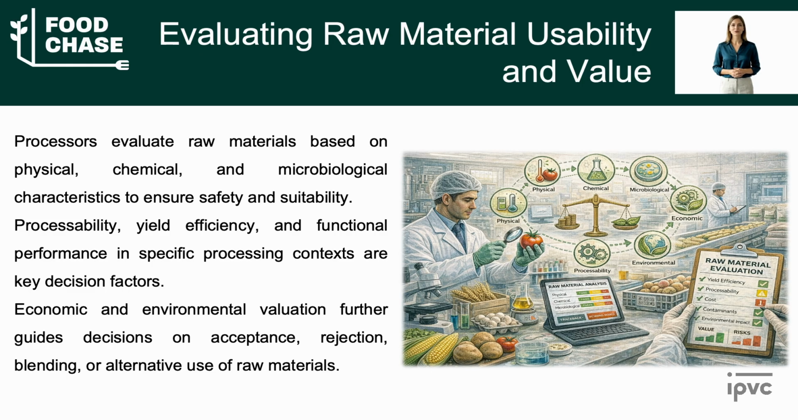Raw material usability is evaluated using physical, chemical, and microbiological criteria. Processability and expected yield are key considerations, along with functional performance in specific processing contexts. Economic and environmental valuation further guides decisions on whether materials are accepted, rejected, blended, or redirected to alternative uses.